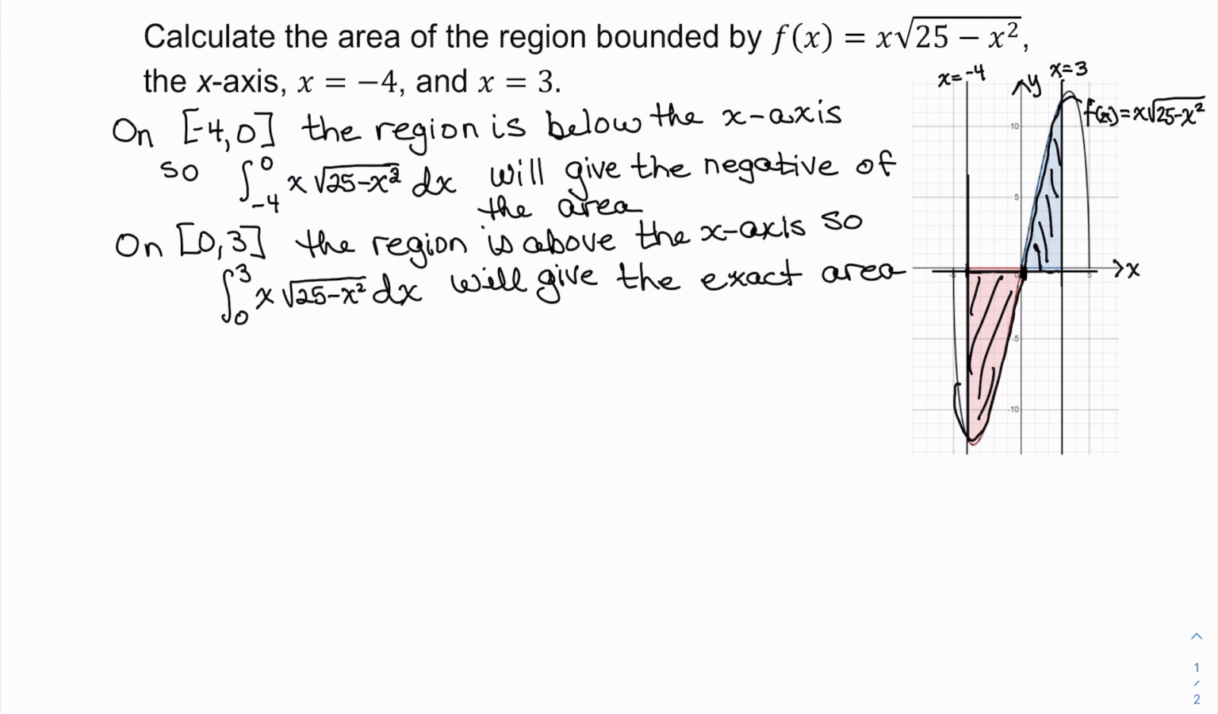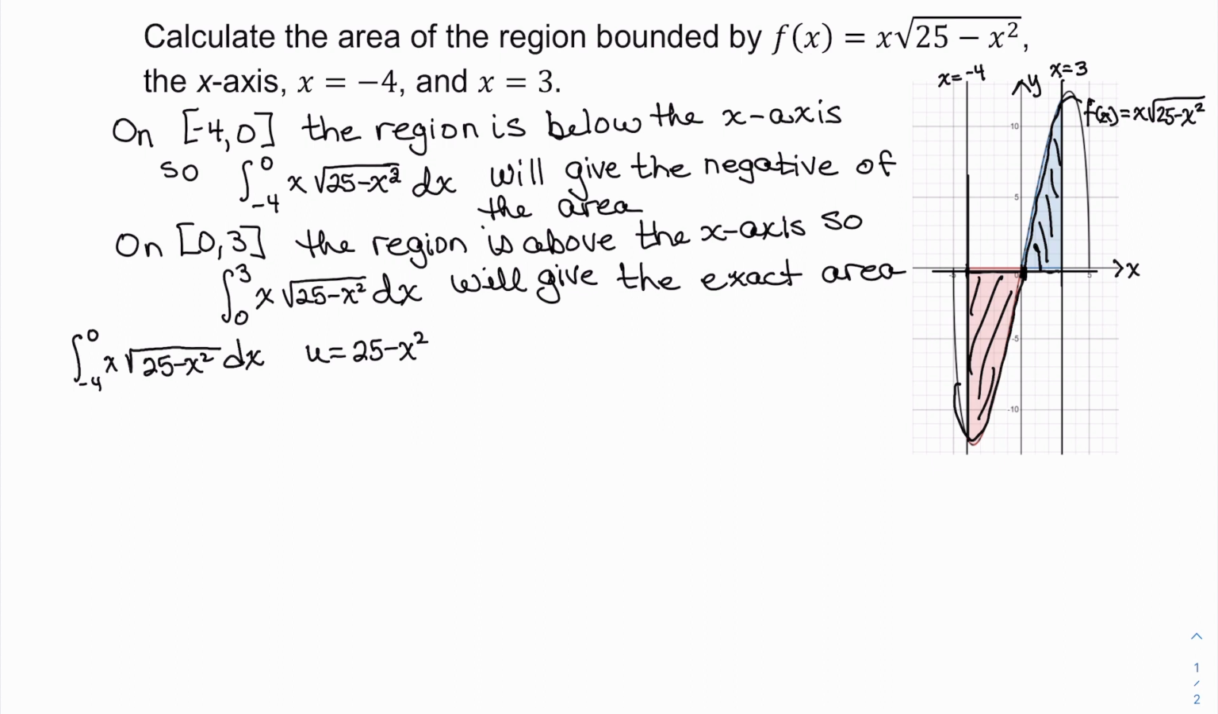Now let's look then at our first definite integral from -4 to 0 of x times the square root of 25 minus x squared dx. Here we look at the expression 25 minus x squared being acted on by the square root, so that's what we will let our u represent, that expression 25 minus x squared.